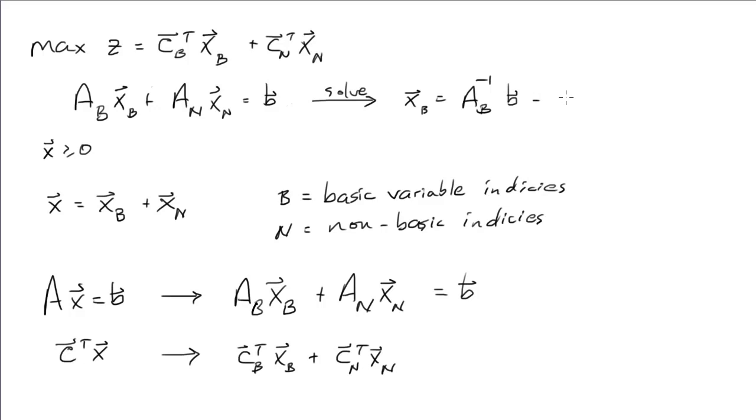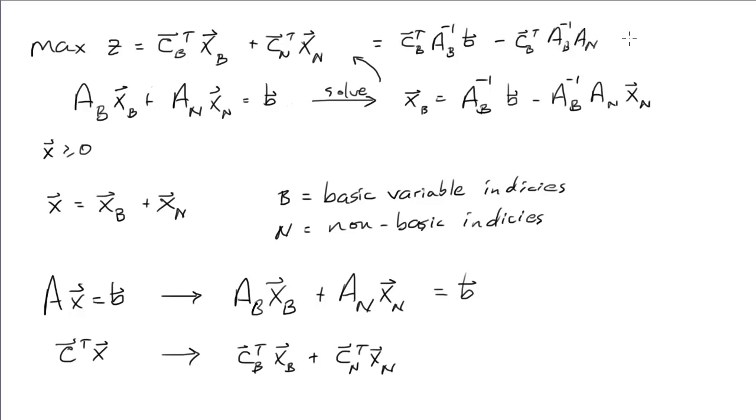A sub B inverse exists because A is of full rank. Substituting our basic variables back into our objective function and distributing. The objective function is now entirely dependent on the non-basic variables.